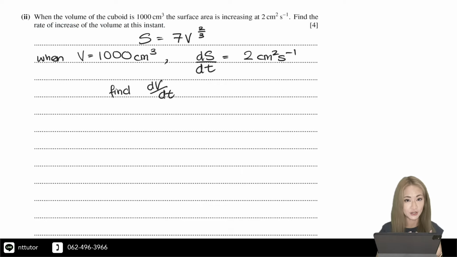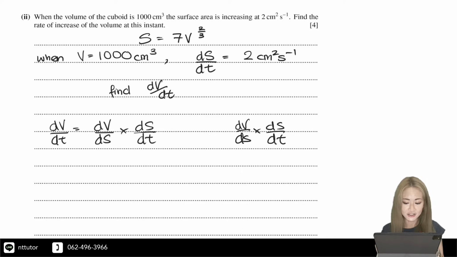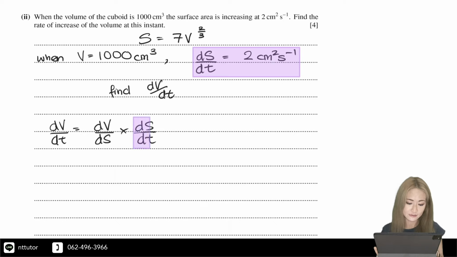So we can use the chain rule for this. We want to find dV over dt. We have dS over dt, and we have S in terms of V, or V in terms of S as well. So dV over dt can equal dV over dS multiplied by dS over dt, because the dS and the dS will cancel out, leaving behind dV over dt. So we already have dS over dt. So all we need to do is find dV over dS. If we can find dV over dS, we can find dV over dt.